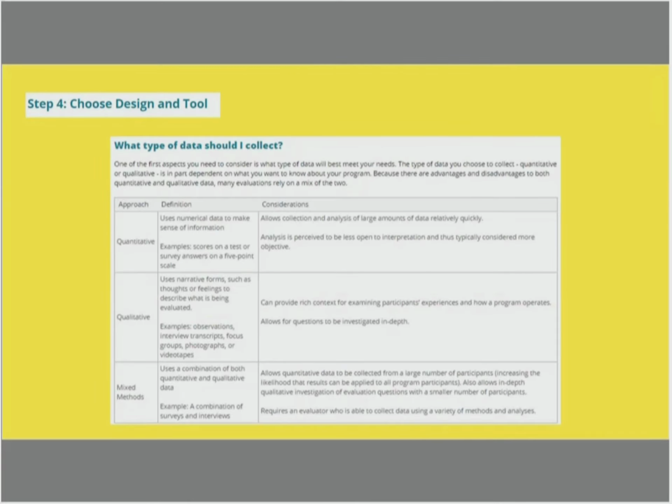The next step is choosing your design and tool for the evaluation. So for example, with that workshop we're talking about, you might want to not just collect quantitative data through a questionnaire. You might also want to collect qualitative data through interviews or focus groups, or you might want to take some photographs or videotapes. And so this step kind of introduces you to all the different types of data you could collect and how you might do that.